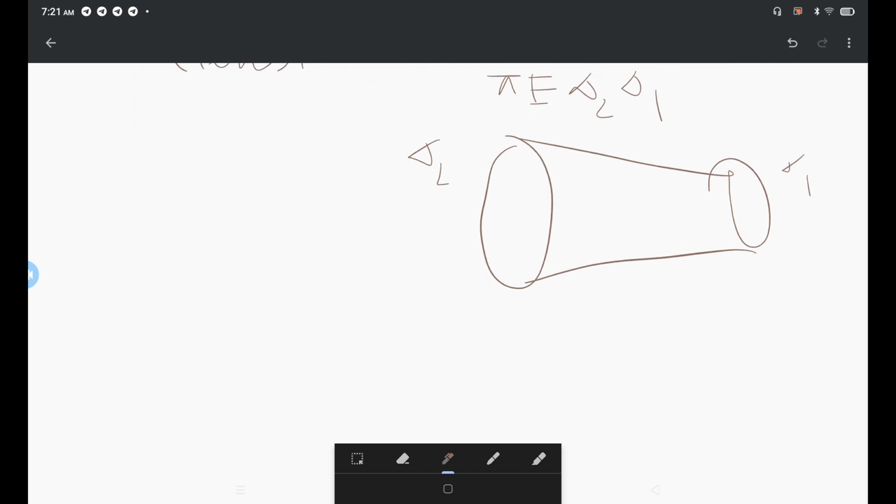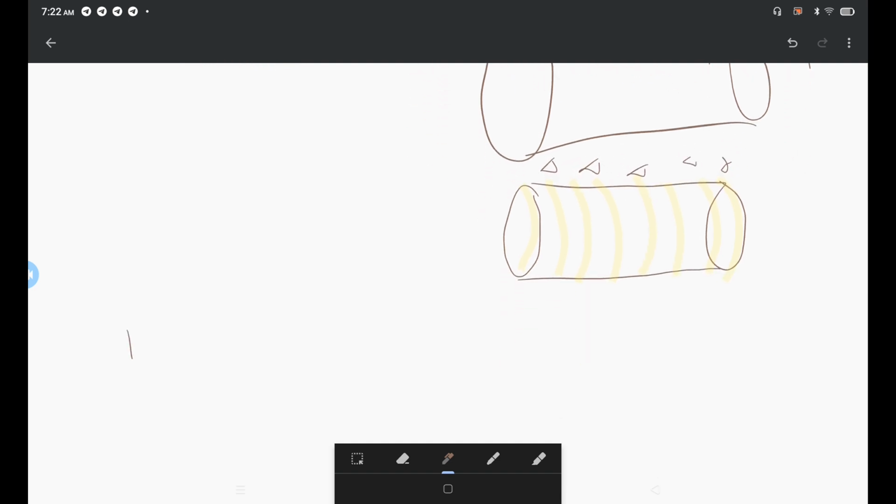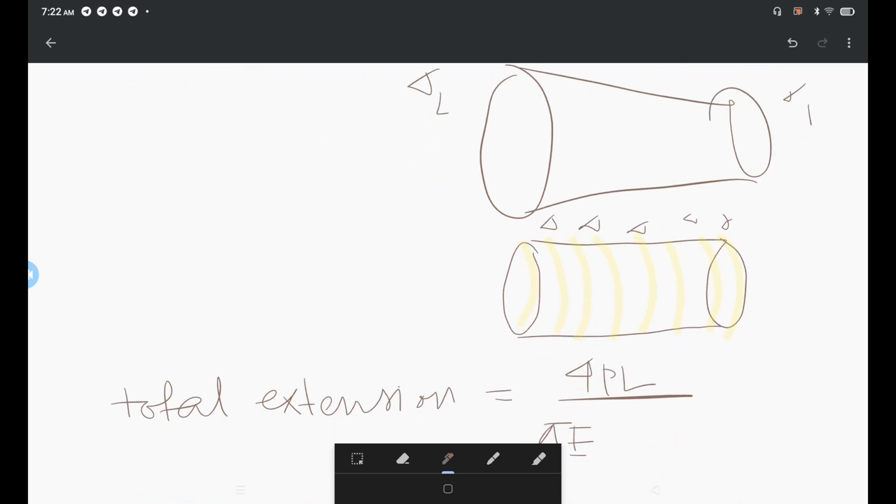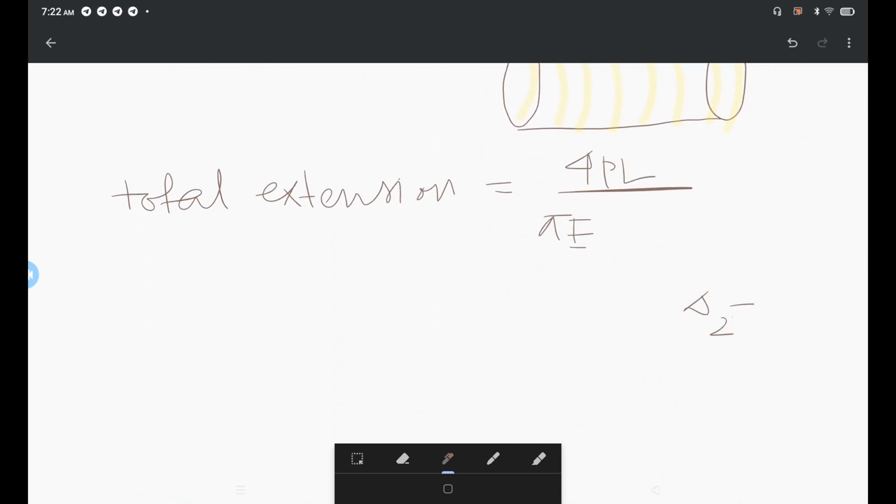Okay, when our diameter is the same or uniform throughout the length of the rod, everywhere the diameter is D, in that case the total extension will be 4PL upon pi E, and this d1 d2 will be the same, D here. So this will be D square.